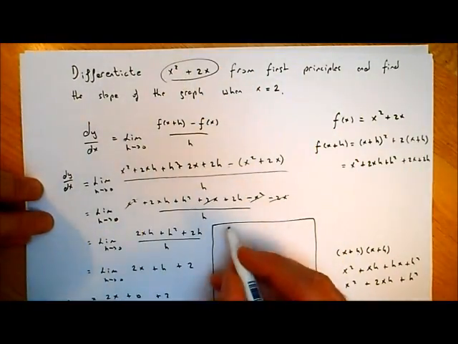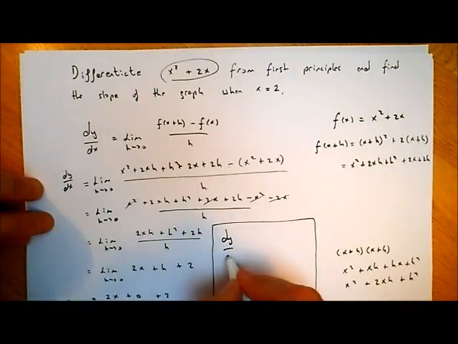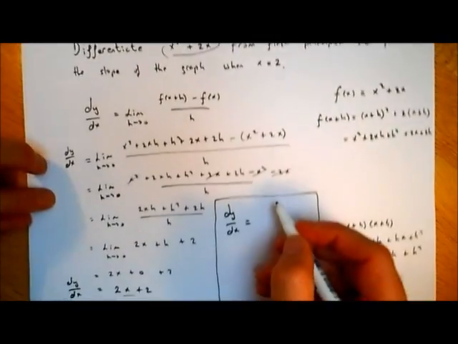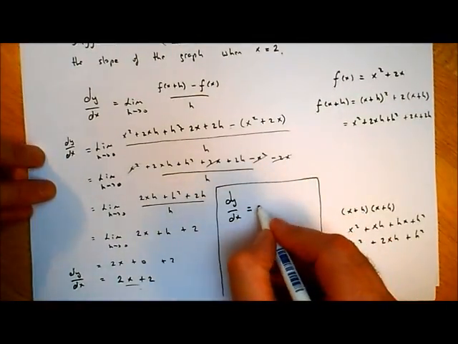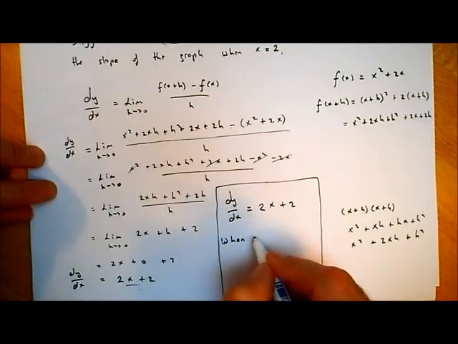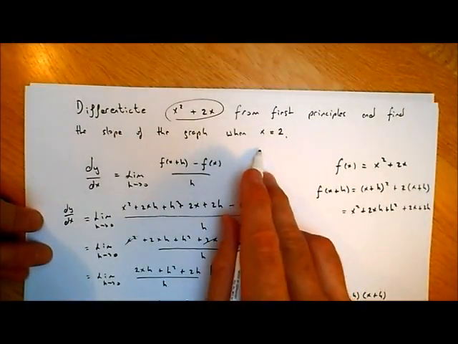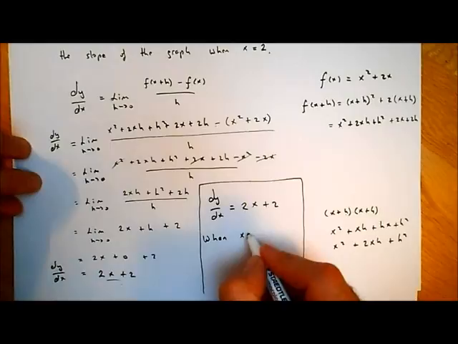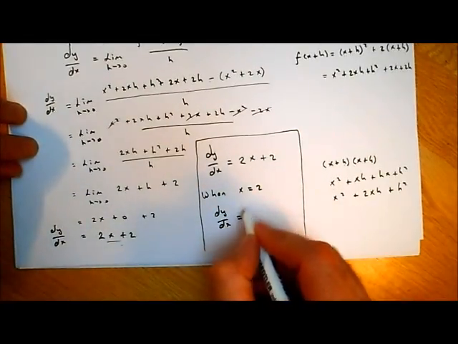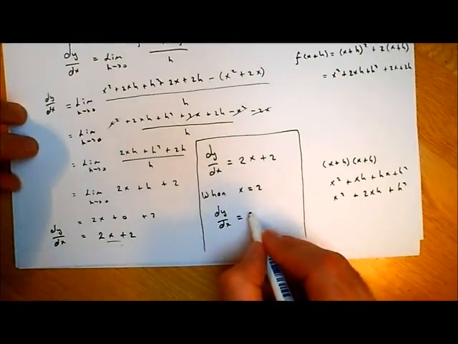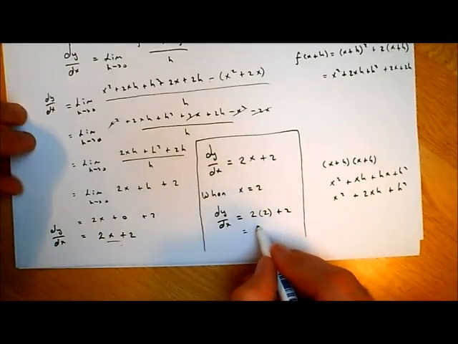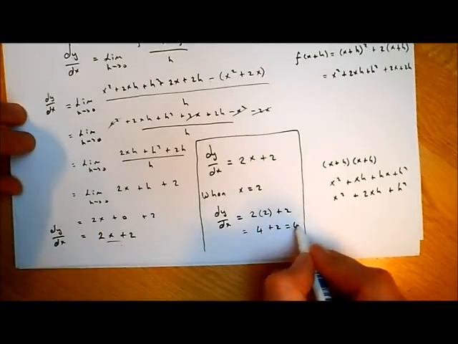So we know that the slope of this is dy over dx, which is this thing here, 2x plus 2. When we have to find the slope when x is equal to 2, then dy over dx will be, anywhere there's an x, we just fill in 2: twice 2 plus 2. So twice 2 is 4, so we're left with 4 plus 2, which is 6.